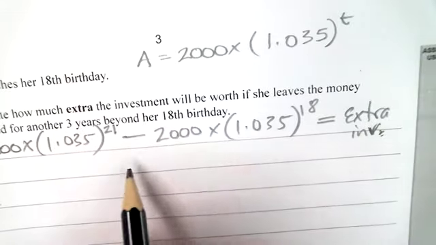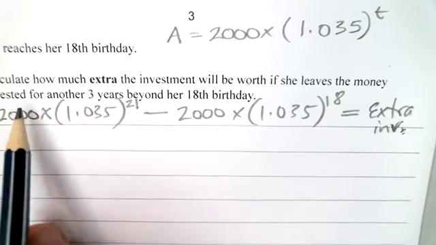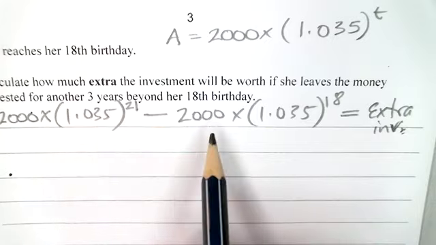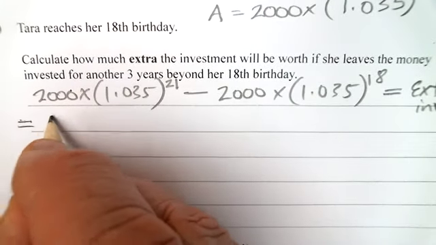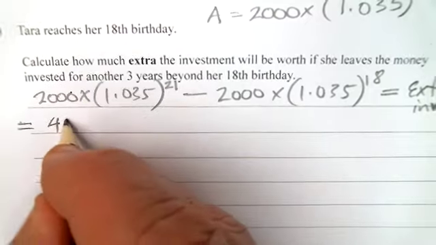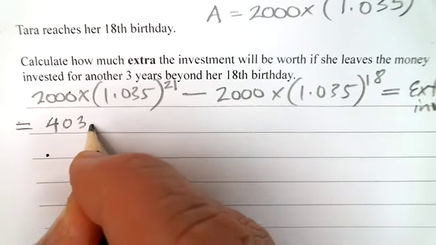And I think for the marker, you could work this bit out and work this bit out, then subtract the two and see what the difference was. But I just did it all on the calculator, and I think that's perfectly okay as long as you show what you've done here and how you've got it.